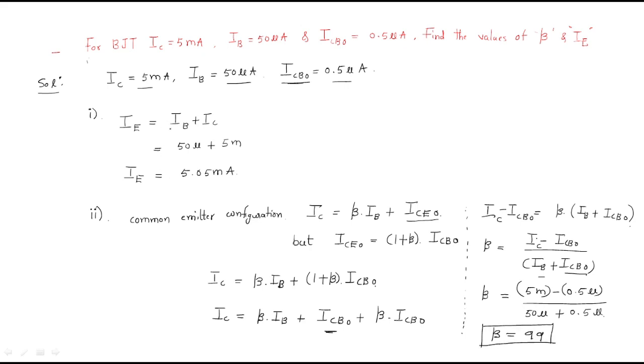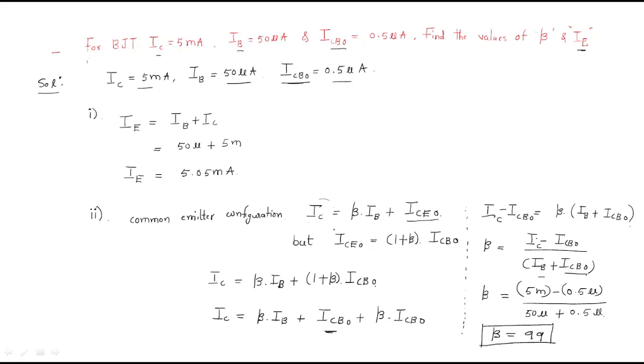So whenever IC and IB and ICBO are given like this, first you will find out the I. Then by using the formula of IC current formula, you will find out the value of the current amplification factor, beta. Okay, this is the procedure to find out.